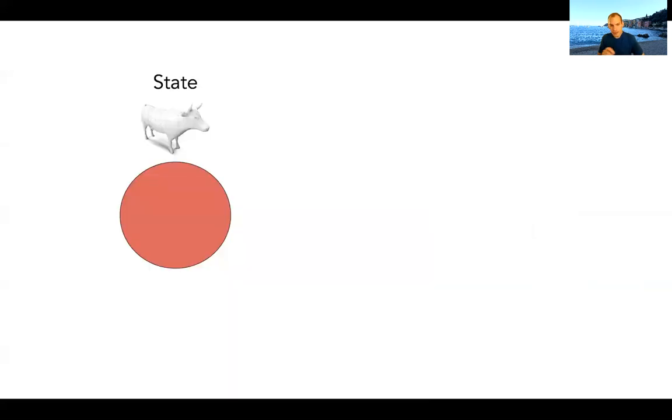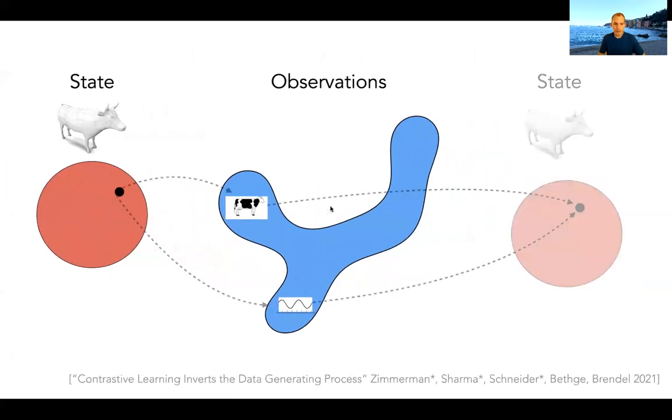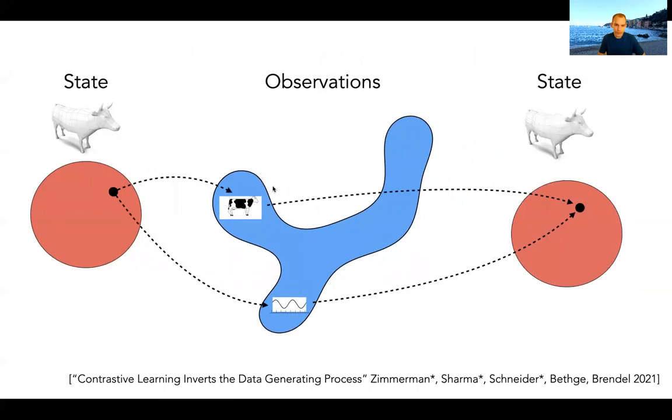reality. Okay, we can call that reality the state of the world, and the state is thought to cause the observations that we see. It's a causal generative model of the observations that we see. The cow generates a photo and it generates a sound. And the goal of a lot of work in representation learning is essentially to infer the state, infer the cause from the observations. Okay, so learn the mapping from the observations of the cow back to this Platonic state.